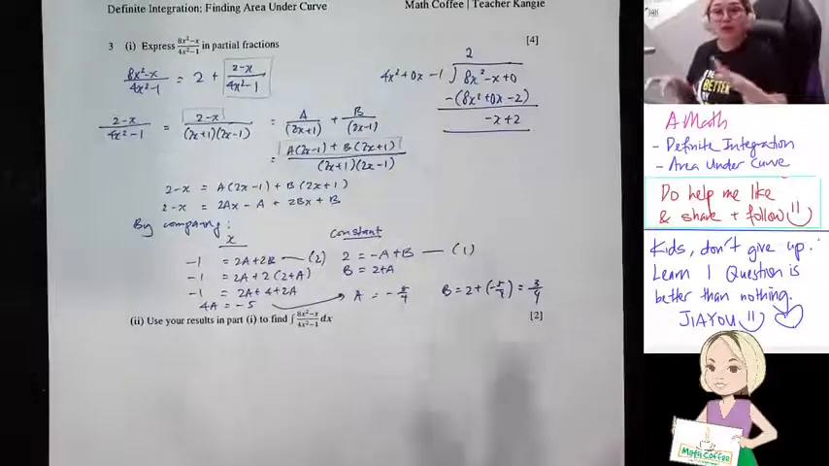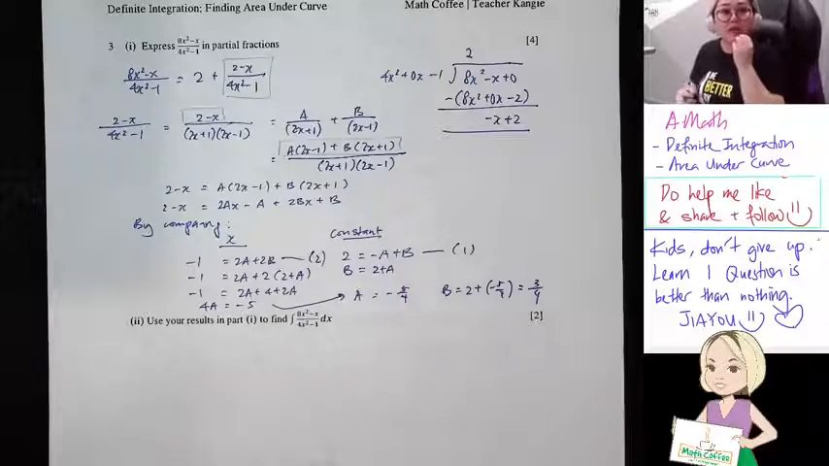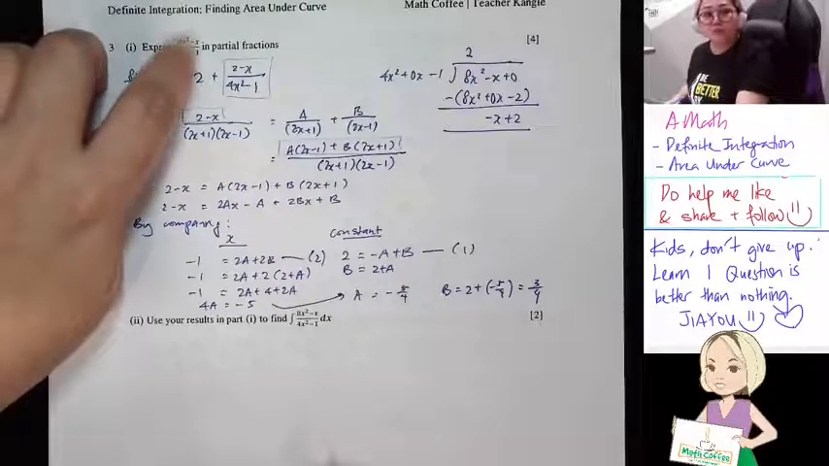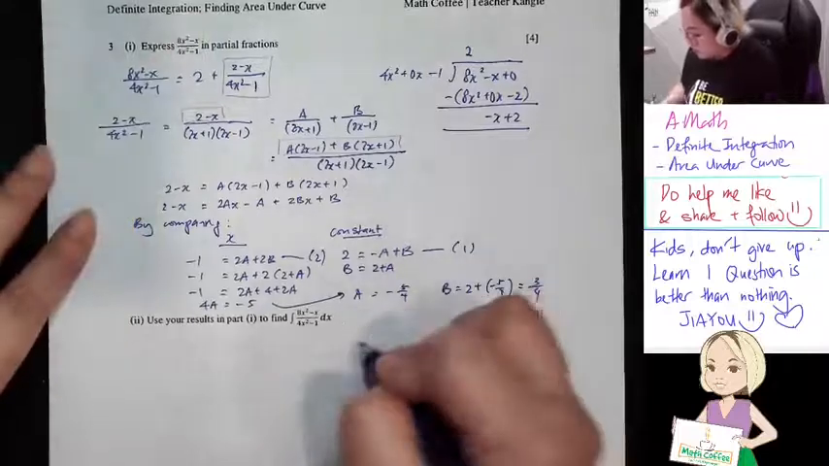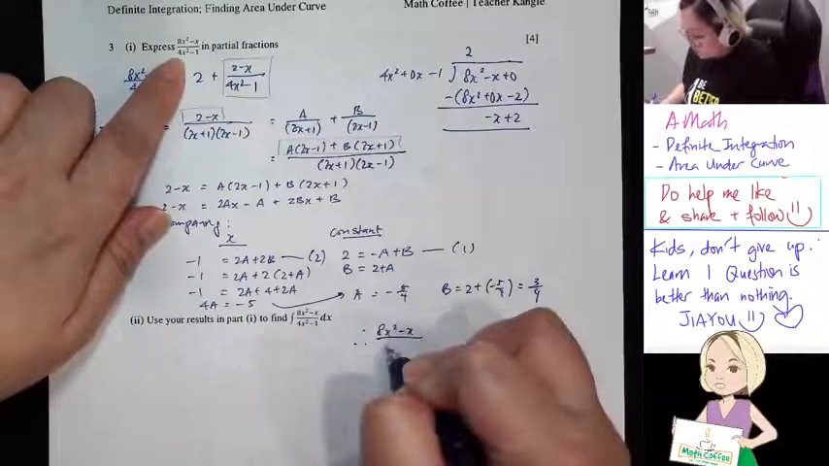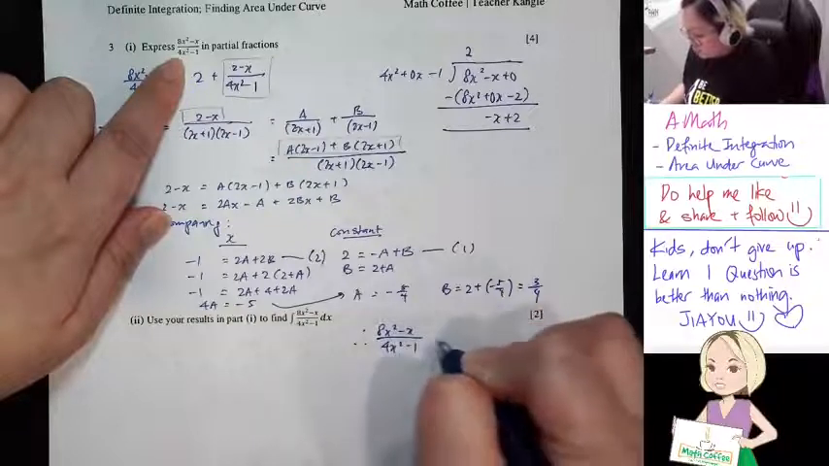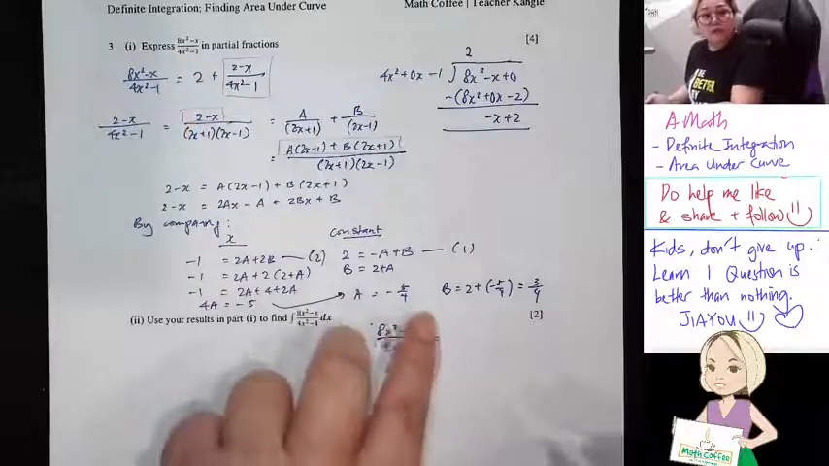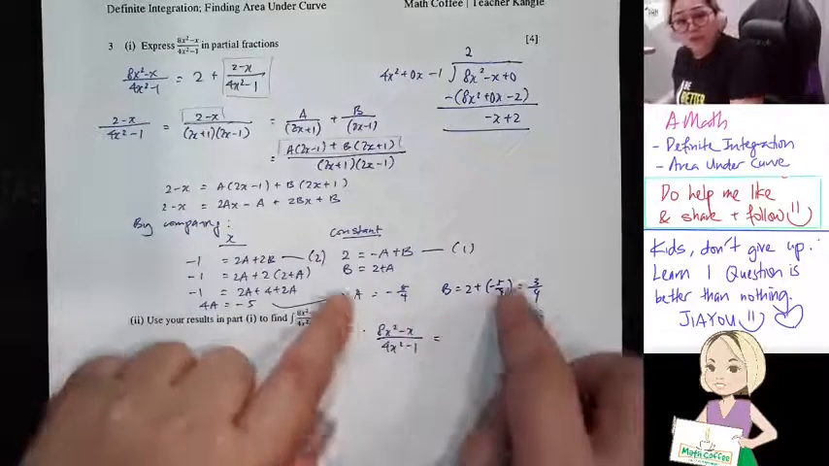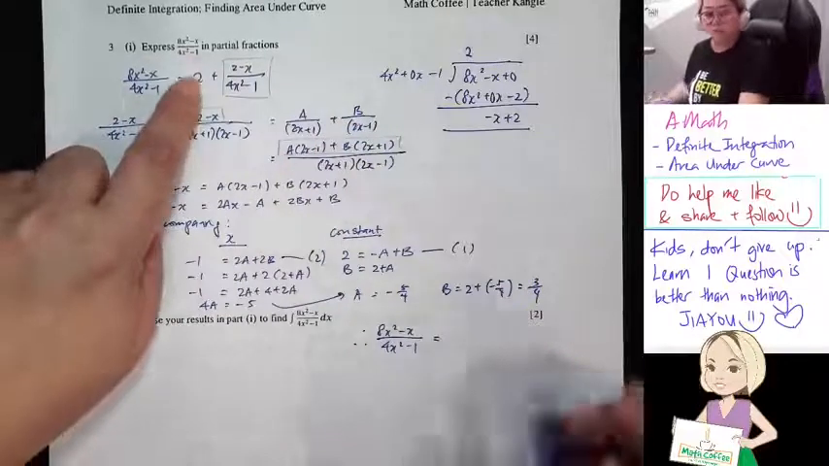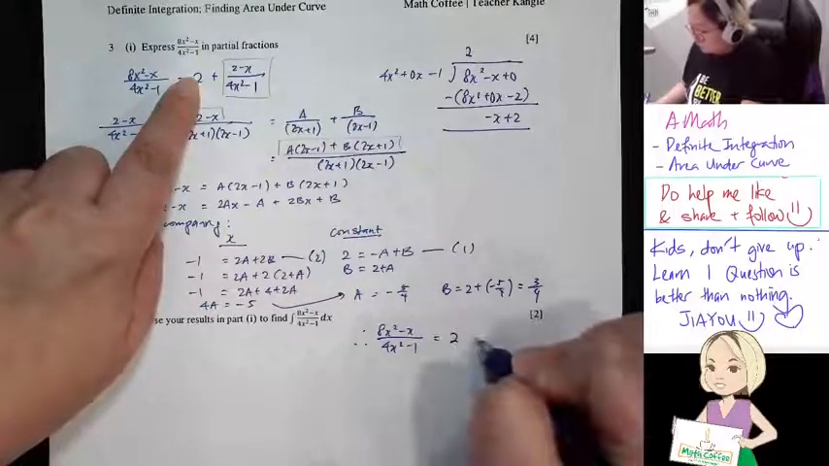Okay, so you see, I'm done with my a and my b. And don't forget to complete it, because your task is to put this in partial fraction. So you will say, therefore, the 8x squared minus x over 4x squared minus 1. Don't forget your 2. Many students, after they solve the a and b, happily say that it's equal to these two fractions. But then they forget that there's a 2 here. So it's supposed to be 2.